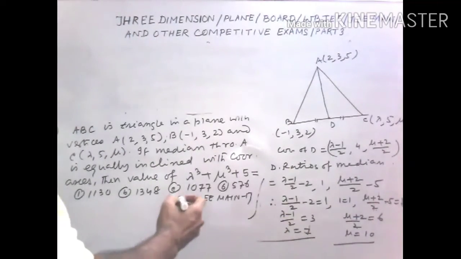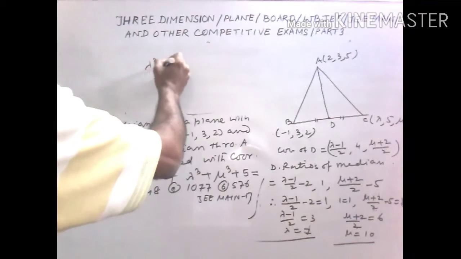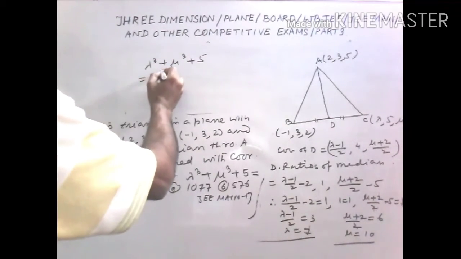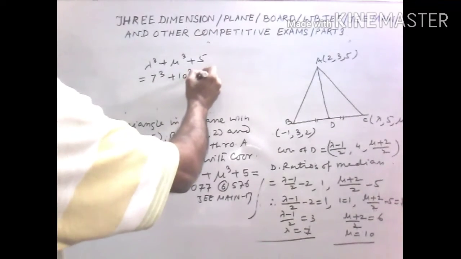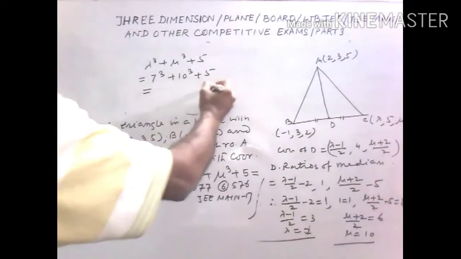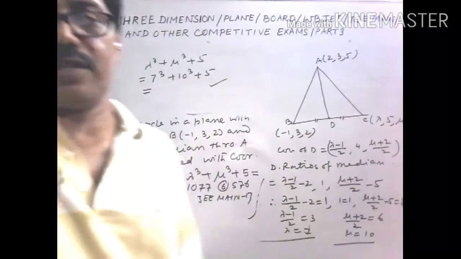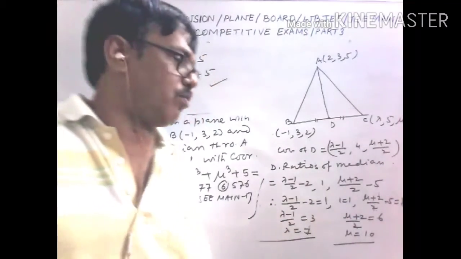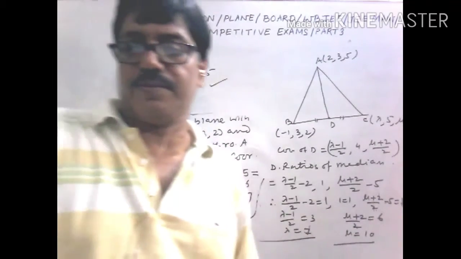Now we have to find lambda cube plus mu cube plus 5. So 7 cube plus 10 cube plus 5. So simplify and you get the result. So actually this is a problem of straight line.